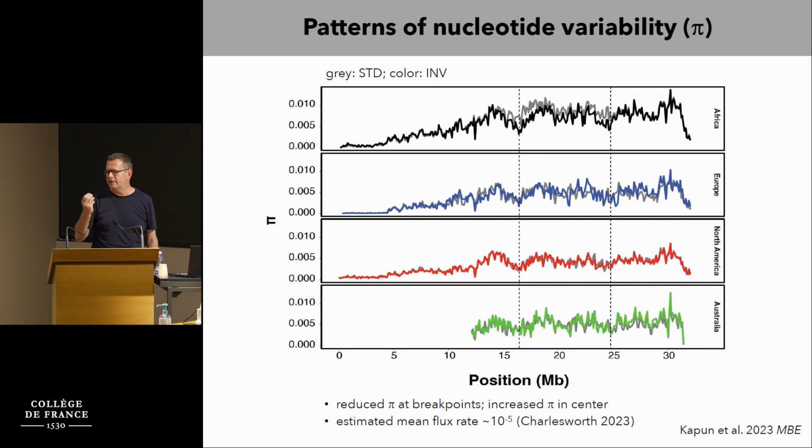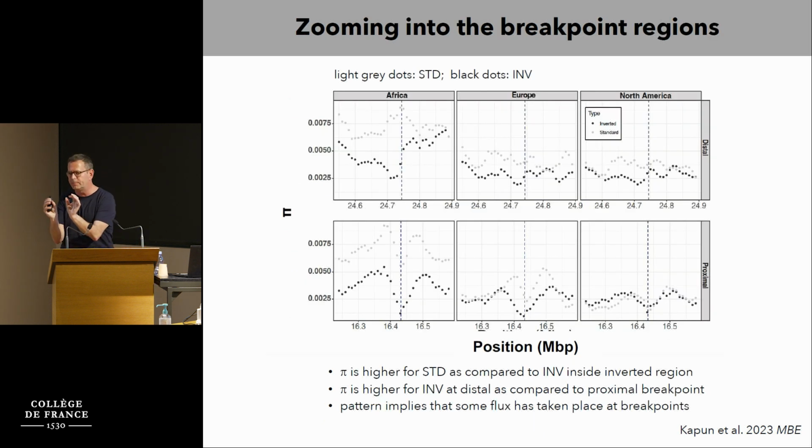So if this inversion is indeed sufficiently old, then we expect that variability will have homogenized. And eyeballing the pattern, you see that the pattern for standard chromosomes, shown as the gray line, and the colored lines, the inverted chromosomes, are rather congruent and similar. However, if we zoom into the breakpoint regions and look at nucleotide variability there, we see some subtle differences.